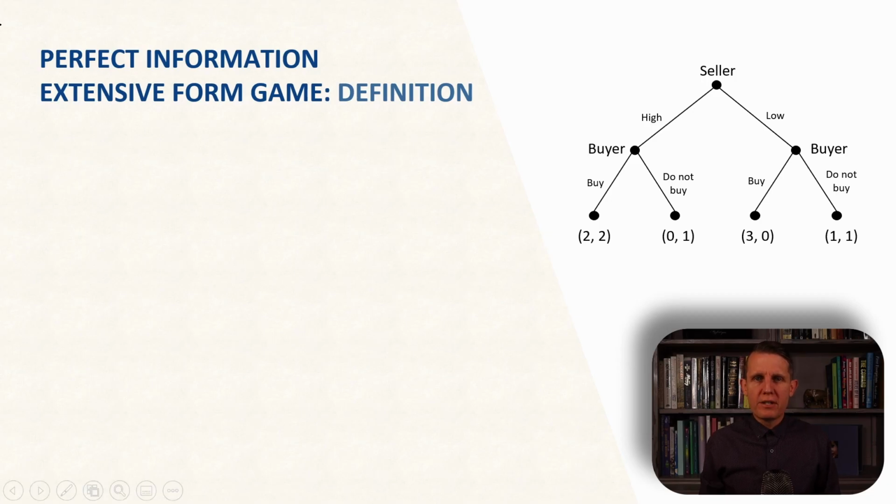A perfect information extensive form game is a tuple, G, with the following elements. N, which specifies the number of players that are in the game. S, which is the state space of the game. The definition of a state space is the same as in a Markov decision process. The states are represented by nodes in our tree. S0, which is the initial state, which we circle here, is the root node of the tree.